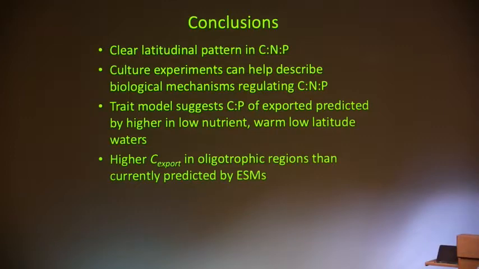We can use trait-based models to bring in all that knowledge and optimize them against the description of elemental stoichiometry as we see in the field. And we now can embed that into global biogeochemical models and find less bias and a more accurate description of carbon export. And in particular, that maybe we have traditionally underestimated how much export occurs out of the gyre.